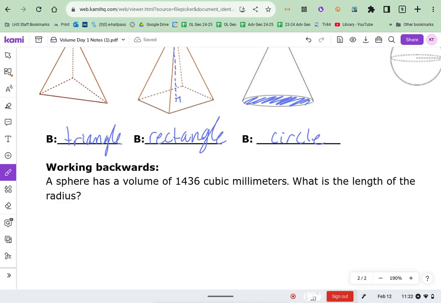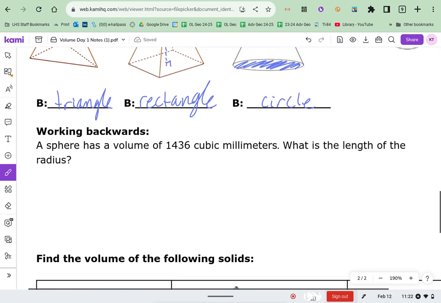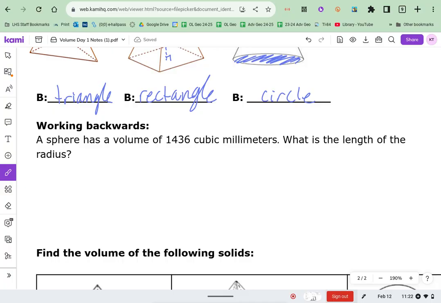Guys, shh. Okay, we're going to try a working backwards one. So for this one, a sphere has a volume of 1436 cubic millimeters. What is the length of the radius? So whenever you're working backwards, we can start with the volume formula for what we have. So volume of a sphere is 4/3 pi r cubed.